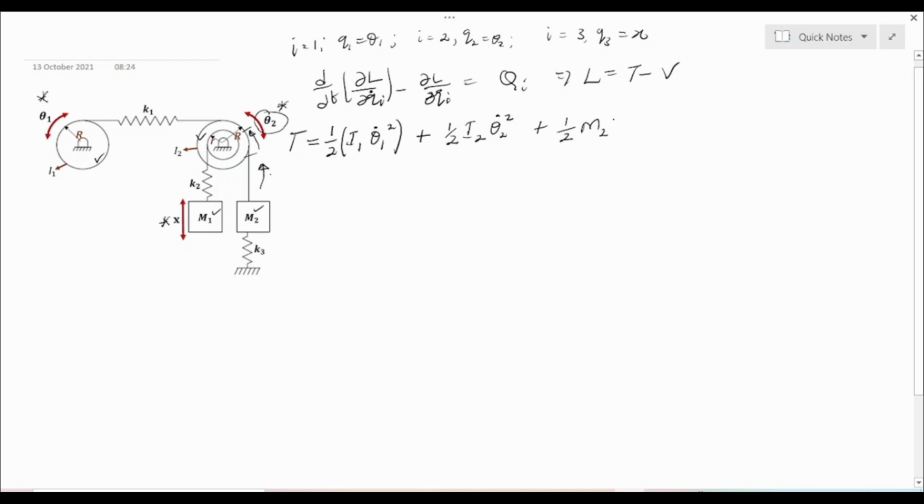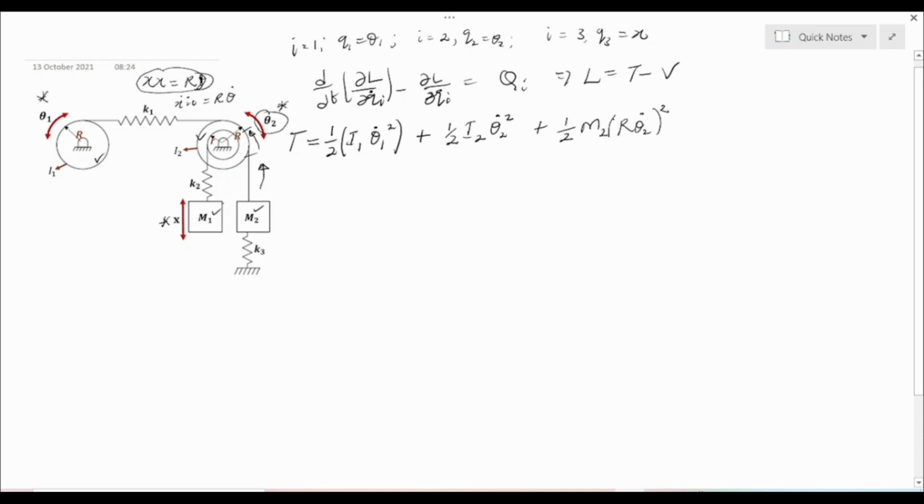And we know that linear distance, let's say it's x, is equal to radius times angular distance. And knowing this, for this case, because it's velocity, x dot will be equal to r times theta dot. So because we are taking that velocity, we're going to have this mass M2 as r theta dot. For this case is theta 2, and this is going to be squared.